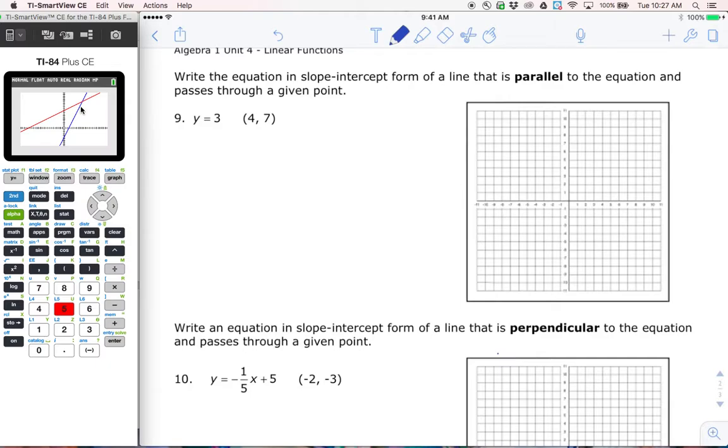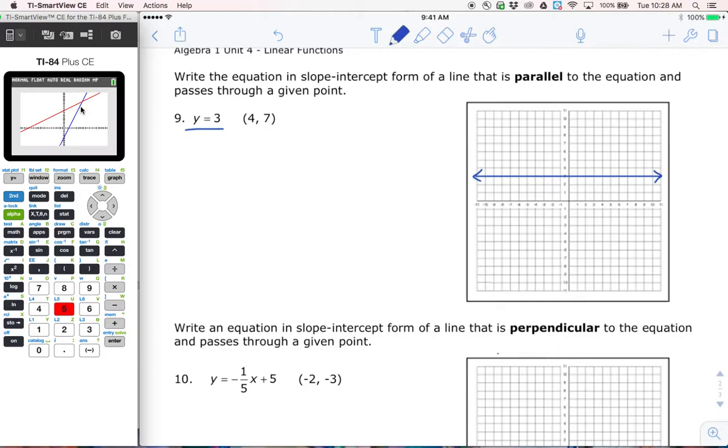All right, well, let's first take care of this, y equals 3. That line is going to be horizontal, and it's going to be right here. I strongly recommend graphing for these questions. I can't tell you how strongly I recommend graphing when you're doing this, all right? So I have a parallel line.